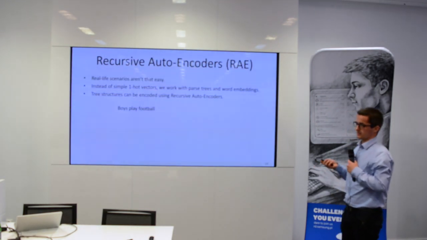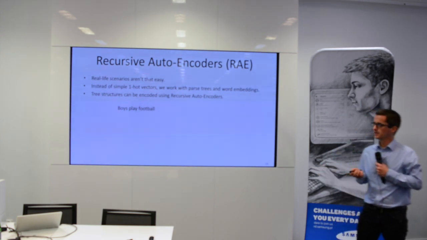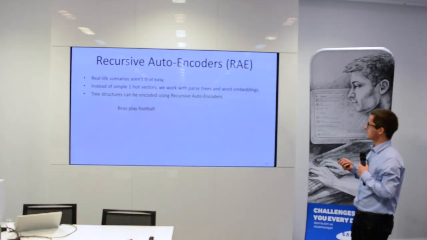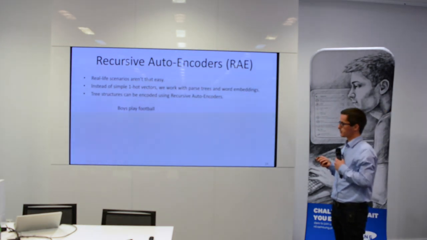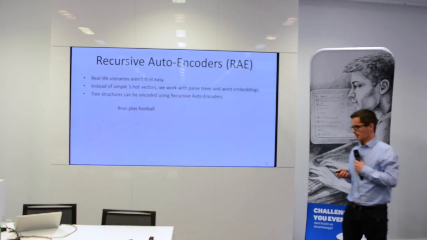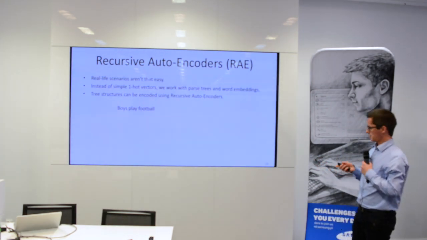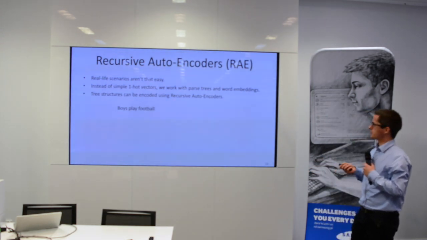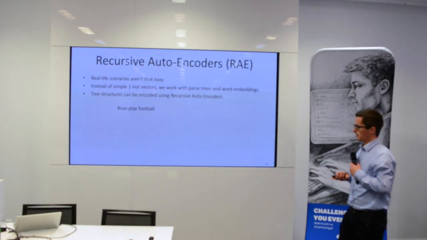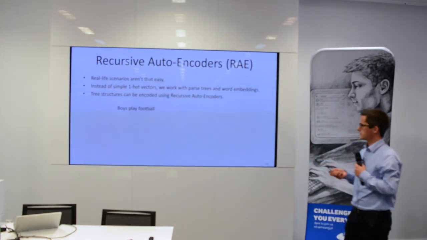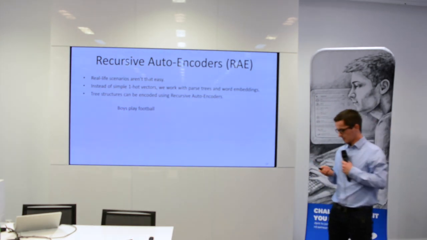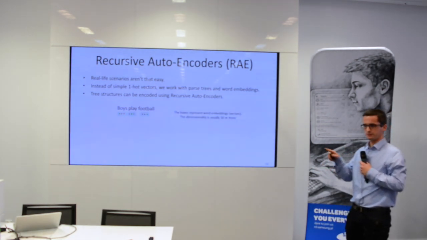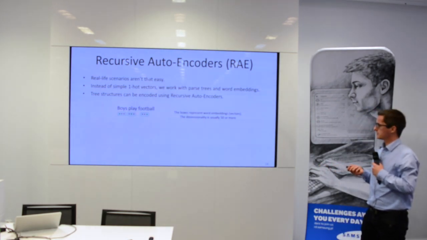Okay, but in real life things aren't that easy. We don't work with one-hot vectors. We are working with word embeddings, and we are working with parsed trees, which means that we have tree structure-like structures of data that we have to deal with. To do so, we use recursive autoencoders. So you can imagine a situation like this. You have this simple sentence: boys play football. You take the word embeddings. These actually represent these real valued vectors for each of these words.